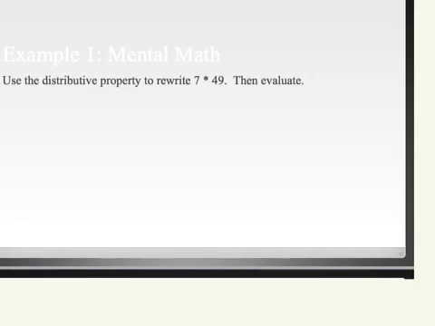We've reached our first example, and example 1 is called mental math, but we're going to write out the thought process behind what you guys can do mentally. It says use the distributive property to rewrite 7 times 49, then evaluate. So that's pretty unclear, and there honestly are infinitely many ways where you can do it. But a simple way would be to take 7 and multiply it by 50 minus 1, because the theory is it's obviously easier to multiply 7 times 50 than 7 times 49, and 7 times 1 than 7 times 49.